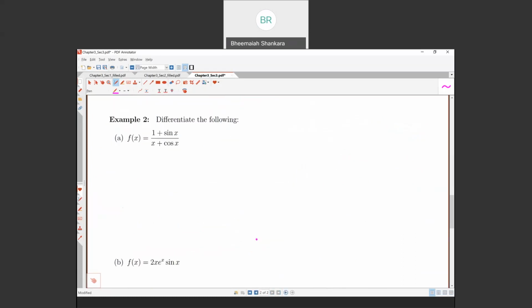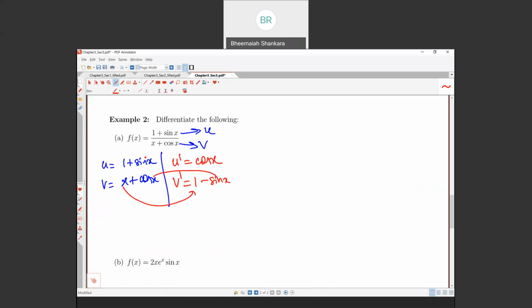So in this example, you're asked to differentiate a quotient function. So rewrite the numerator as u, the denominator as v. So bring them down, u equals 1 plus sine x and v equals x plus cosine x. So derive u prime, derivative of 1 is 0, derivative of sine is cosine. Derivative of x is 1. Derivative of cosine will be negative sine. So you derive each function here and you see this new function.